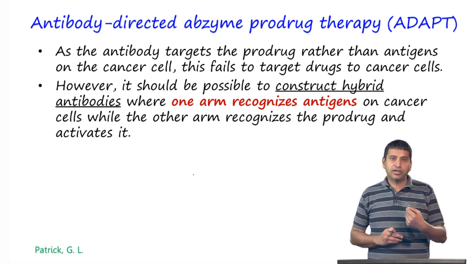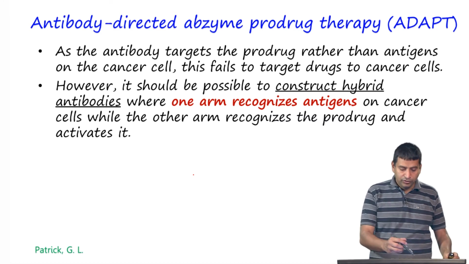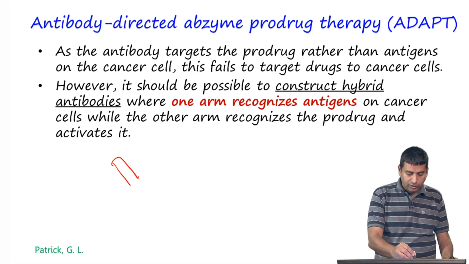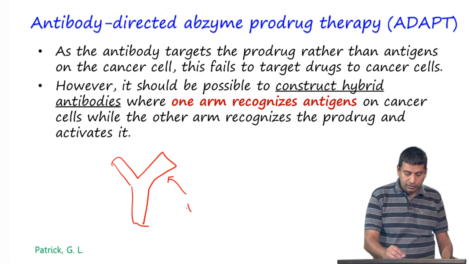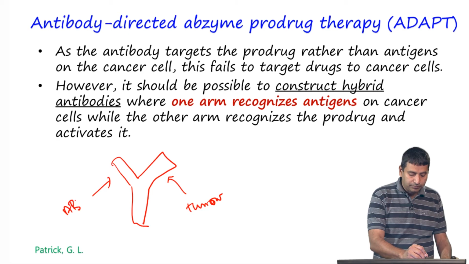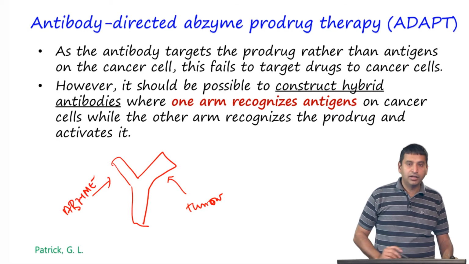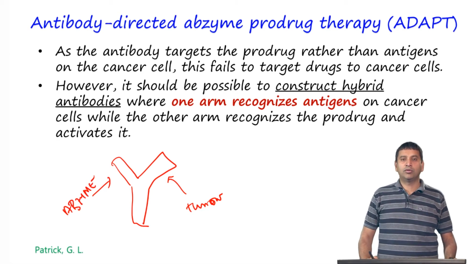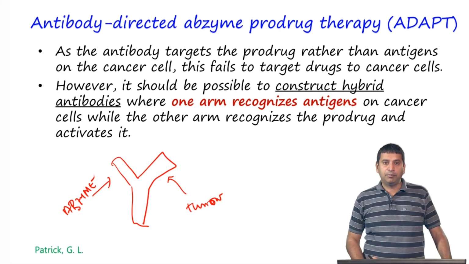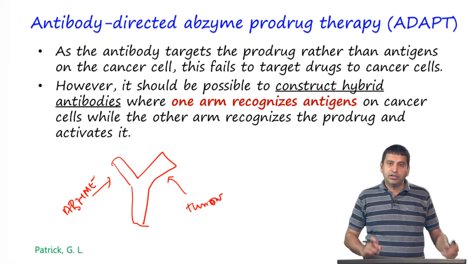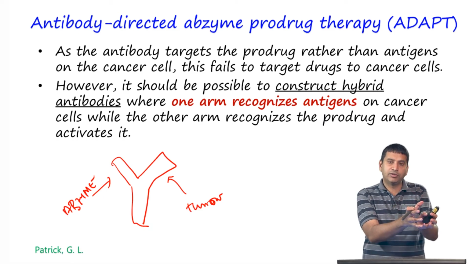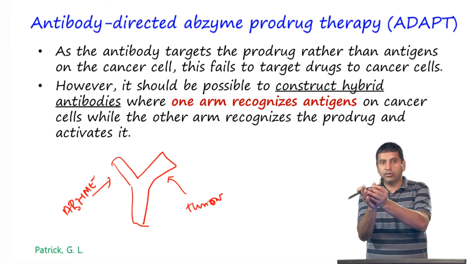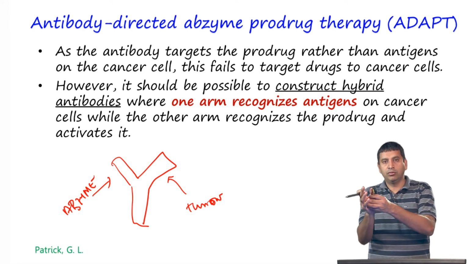However, you can construct a hybrid antibody, where one arm is going to be targeting the tumor and the other is going to be the abzyme. Therefore, if you convert one of these arms into an abzyme, this is the antibody which goes and recognizes the cancer cells, and it also has the catalytic property which is going to activate the prodrug.